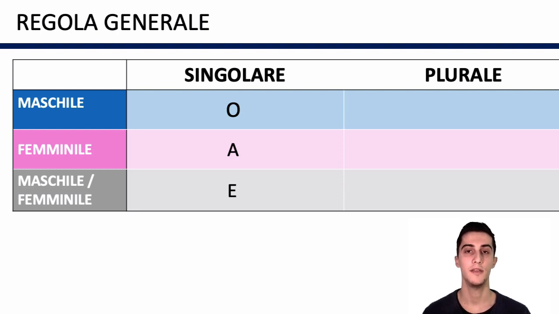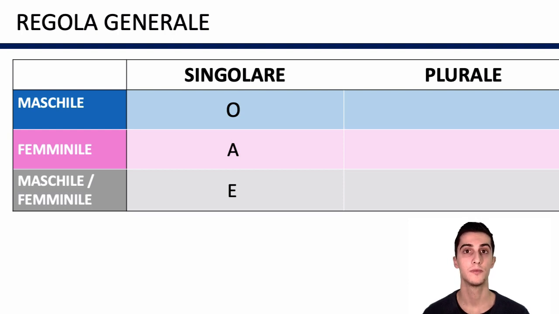So once again, if it ends with O, it's going to be masculine. If it ends with A, it's going to be feminine. And if it ends with E, it can be masculine or feminine. We don't know. We have to learn it. So again, all the Italian nouns in the singular form end with O, A, E, with a few exceptions that we're going to see later on.